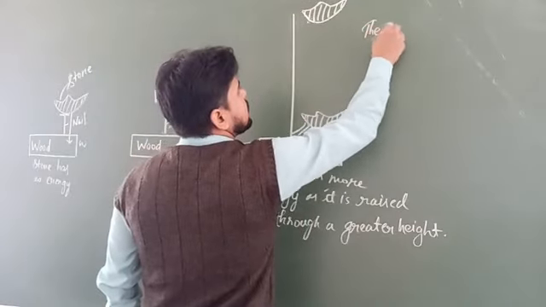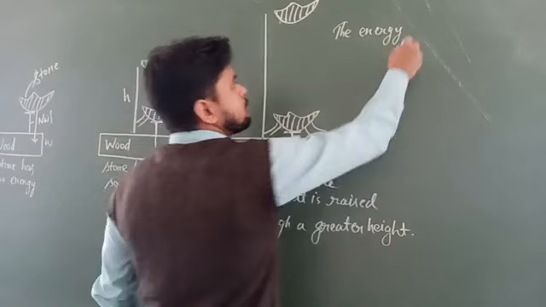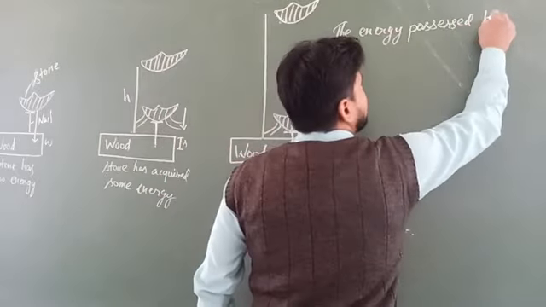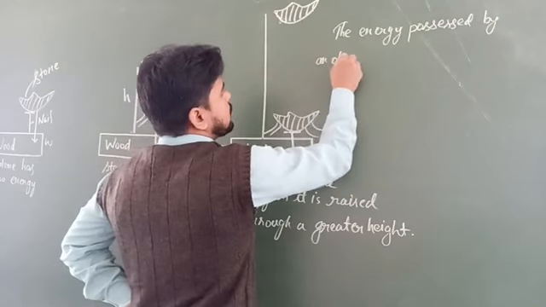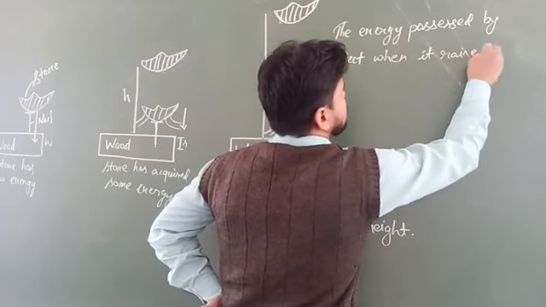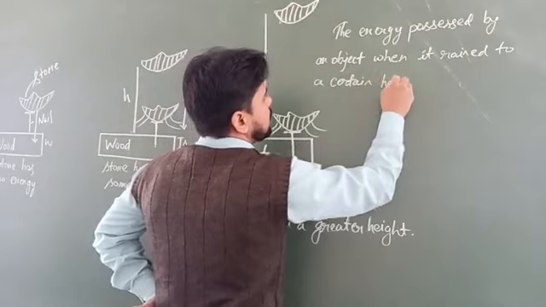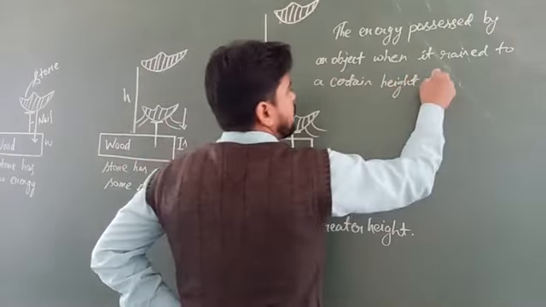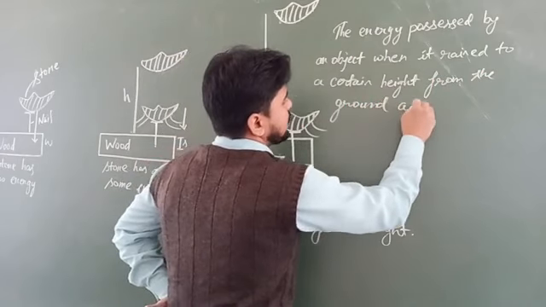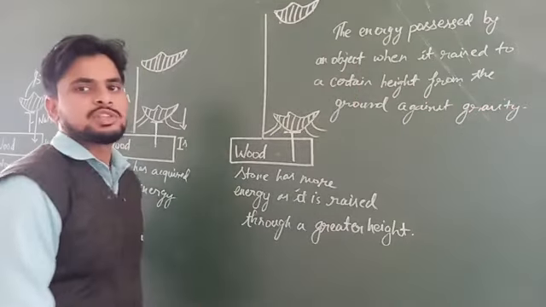The energy possessed by an object when it is raised to a certain height from the ground, against gravity. So this is known as gravitational potential energy.